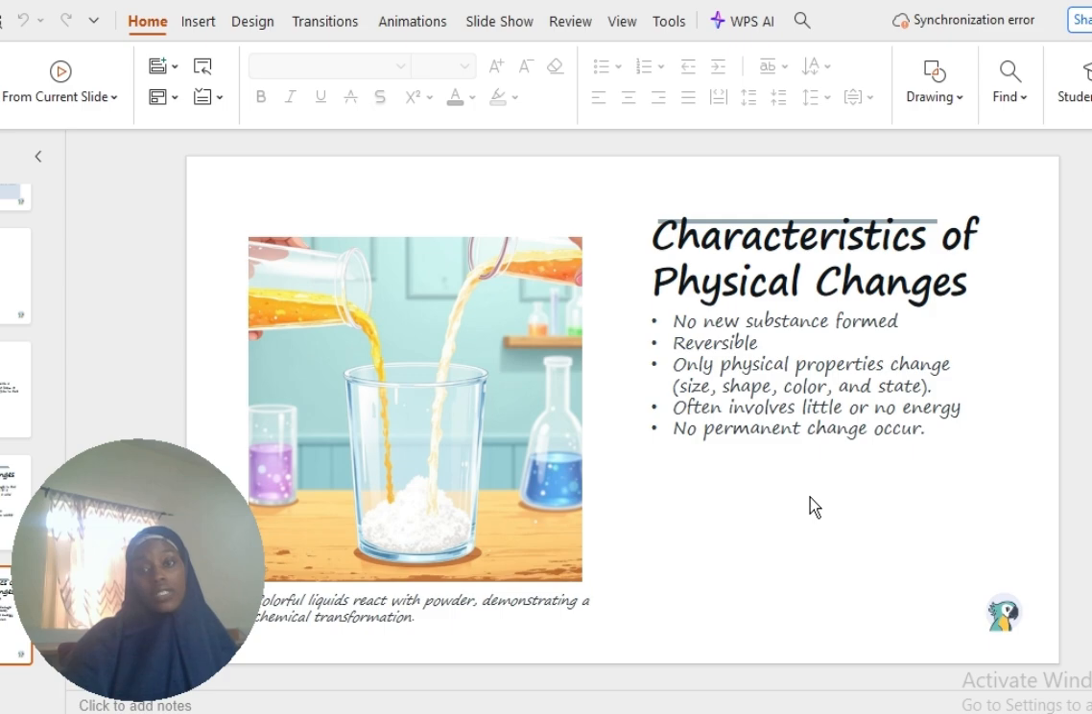Characteristics of physical changes: no new substance is formed, it is reversible, that is, you can take it back to the original form. Only physical properties change, that is the size, shape, color, and state. It involves little or no energy, no permanent change at all.